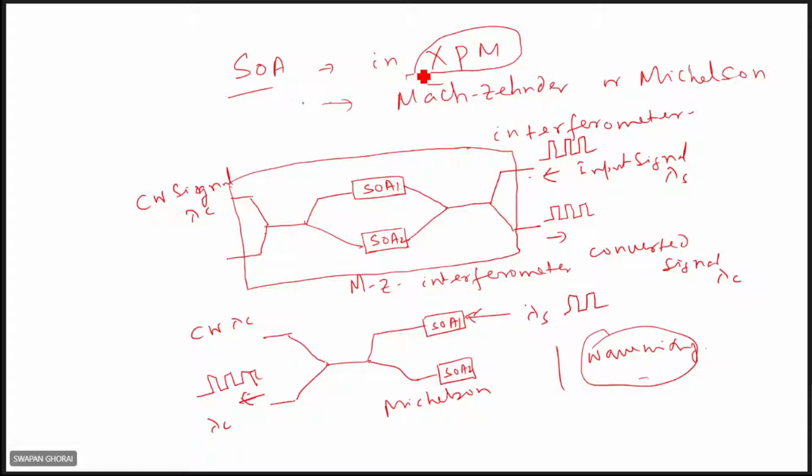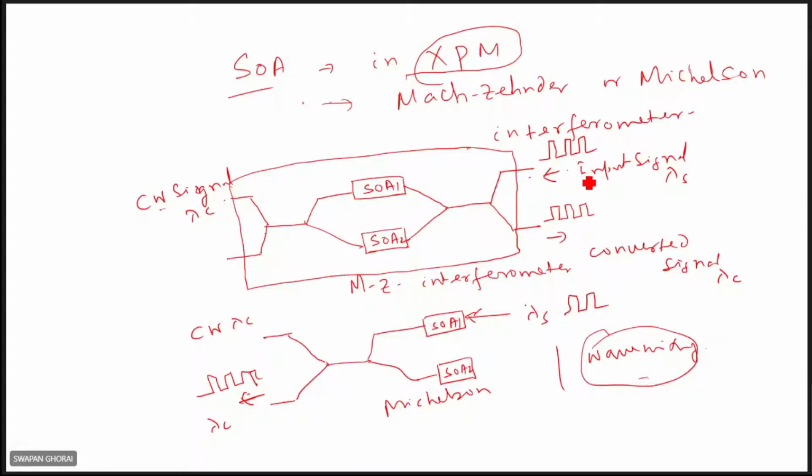One example, to see quickly, is using Mach-Zehnder or Michelson configurations. Here, this is the Mach-Zehnder interferometer. Two semiconductor optical amplifiers are placed in an asymmetric way. And you see here, this is the continuous wave signal, and this is the input signal which carries the information. In this semiconductor amplifier, the refractive index and gain can be modulated by the input signals, right?